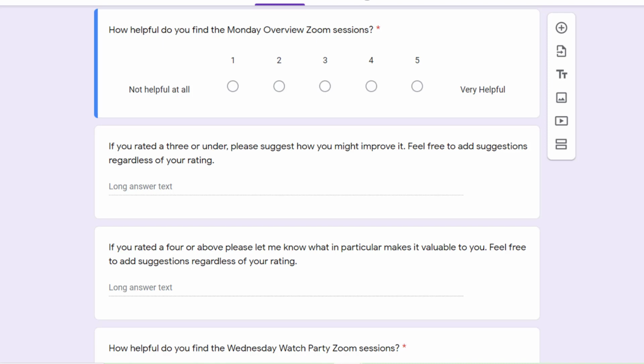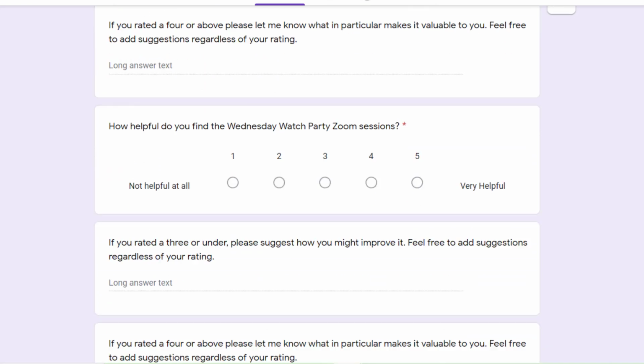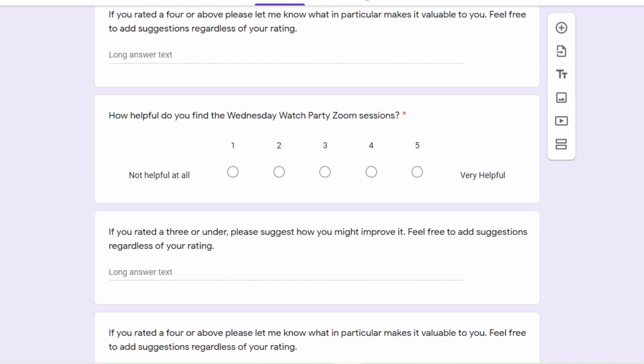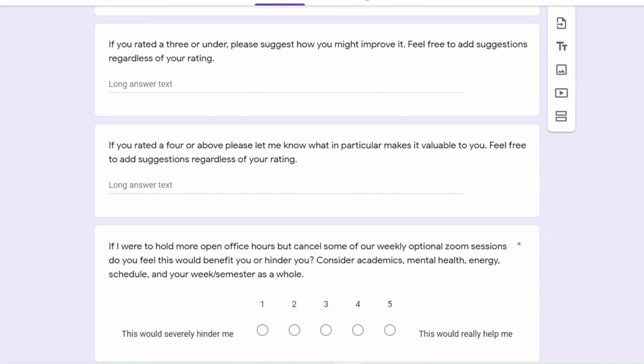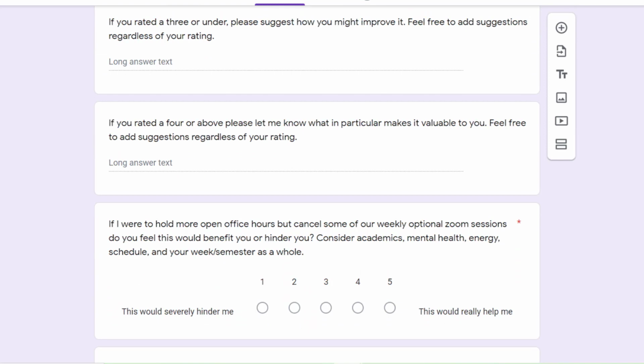So I did these 3 questions for each of my 3 Zoom sessions each week. The Monday, the Wednesday, and the Friday. And then I asked, because this is kind of what I was thinking of doing, I said, if I were to hold more open office hours but cancel some of our weekly optional Zoom sessions, would this benefit or hinder you? And I asked them to consider it beyond just the academics, but their mental health, their energy, their schedule, and their week and semester as a whole. And I asked them 1 to 5, this would severely hinder me or this would really help me.